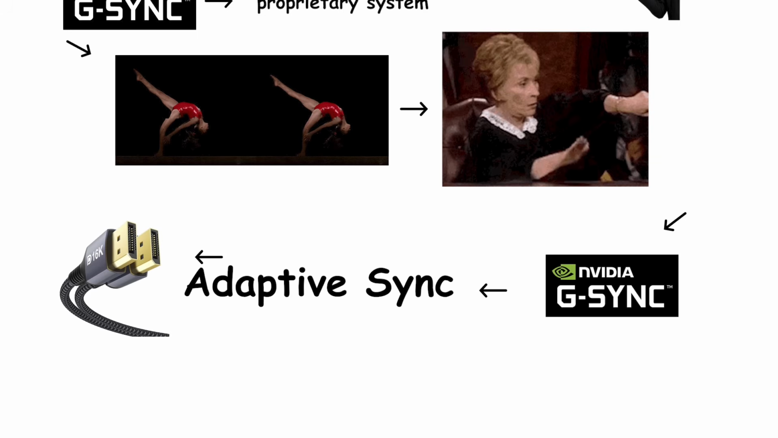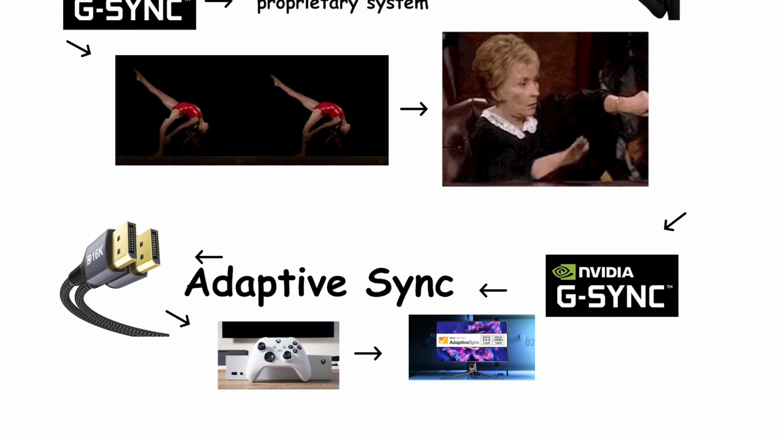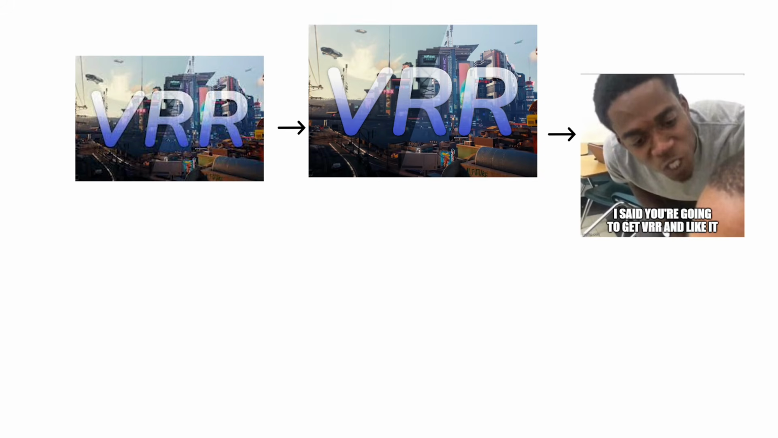HDMI variable refresh rate (VRR) works similarly for consoles, syncing display updates with console frame output, which is why 120 Hz TVs now advertise it so proudly. One caveat: VRR doesn't mean instantaneous updates. It's still limited by the refresh window.